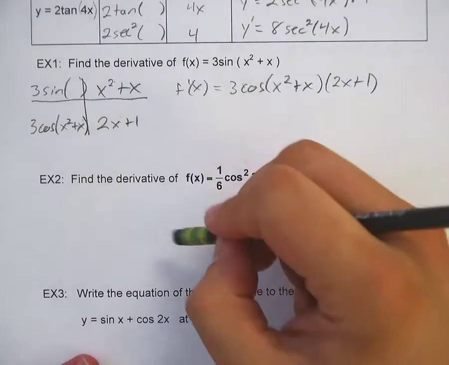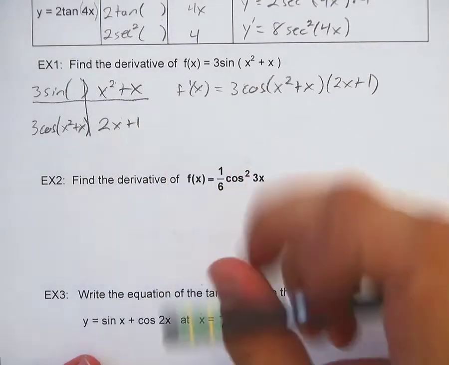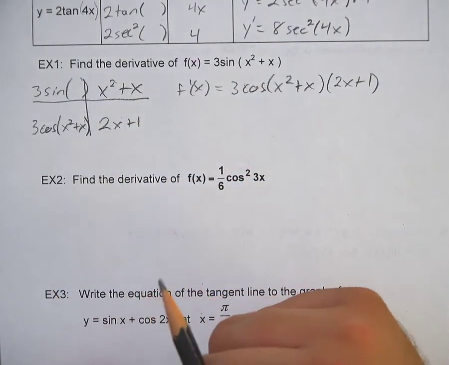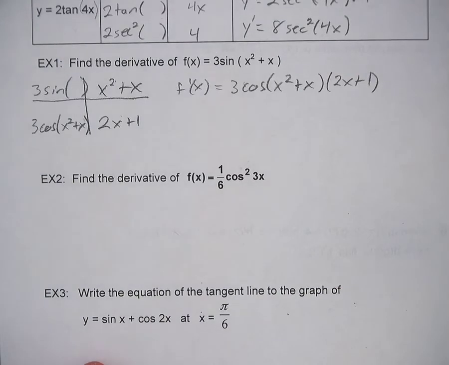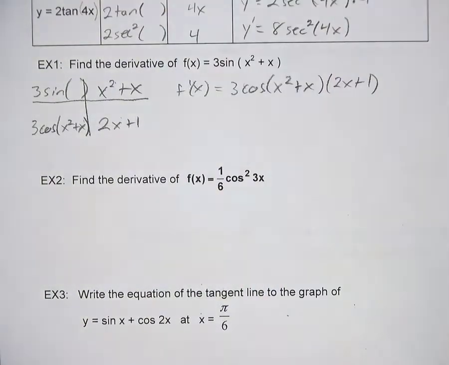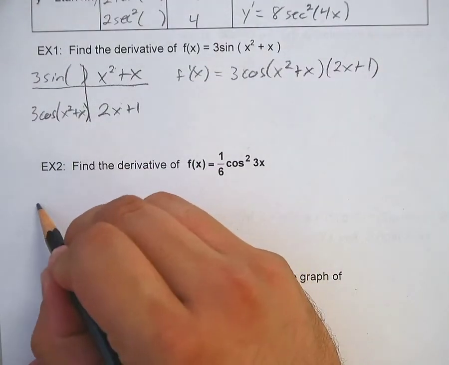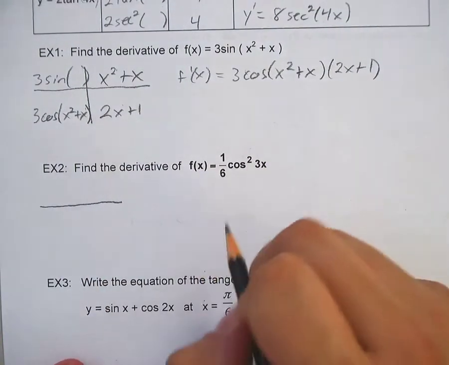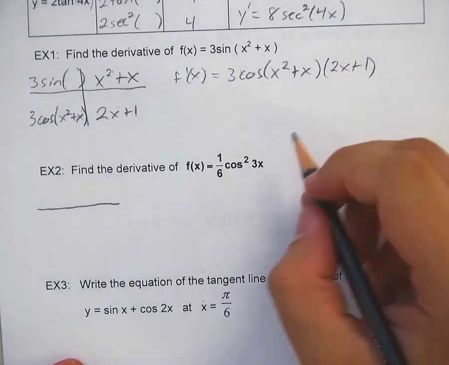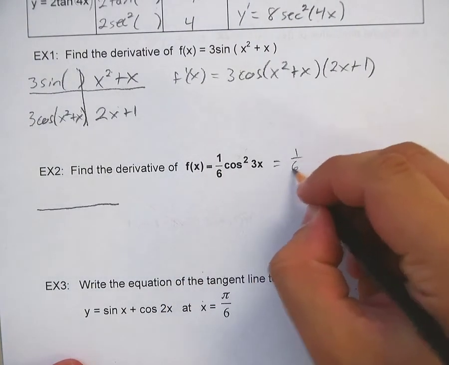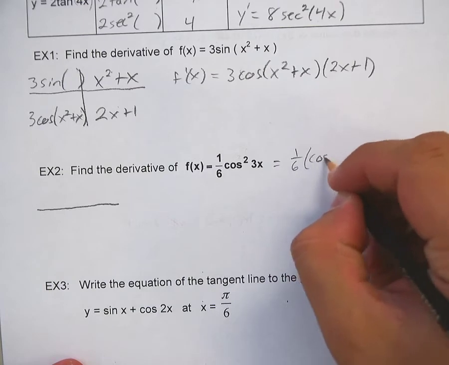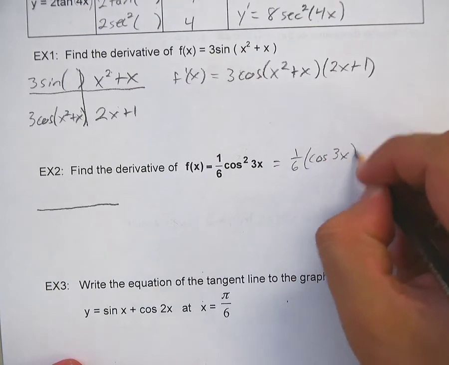All right, number 2 is one that's very, very similar to what we did in class today when we were doing the M&M question with the peanut. So let's go ahead and get some of this going here. So I'm going to set this up. First and foremost, the outside is, let's rewrite this, 1 over 6 times cosine 3x, squared.